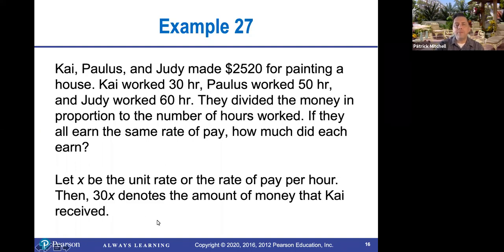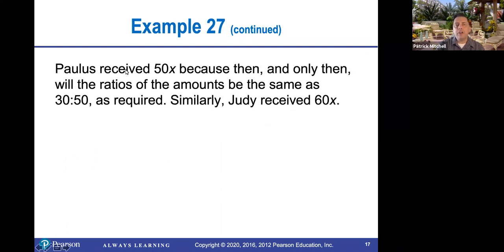So let's let X be the unit rate, or the rate of pay per hour. Then 30X would denote the amount of money that Kai received. And Paulus would receive 50X, because then and only then will the ratios of the amounts be the same as 30 to 50 as required. Similarly, Judy received 60X. I think they kind of over-explained this part a little bit, maybe.